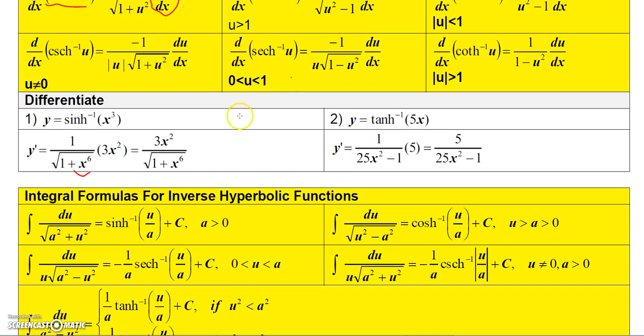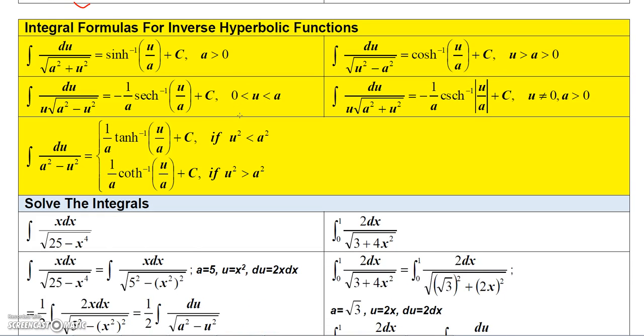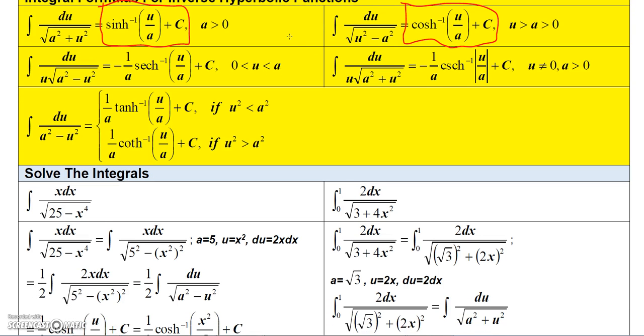Okay, now there are some integrals that we can look at here. So for instance here, if you integrate du over the square root of a squared plus u squared, it actually integrates to the inverse hyperbolic sine of u over a plus a constant. And then you can read the rest of them. Here, if you integrate du over the square root of u squared minus a squared, it integrates to inverse hyperbolic cosine of u over a plus a constant. And so let's look at some integrals.